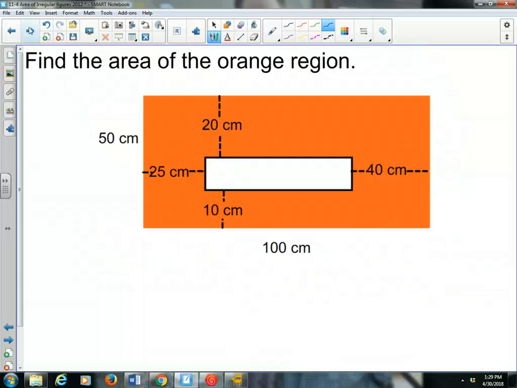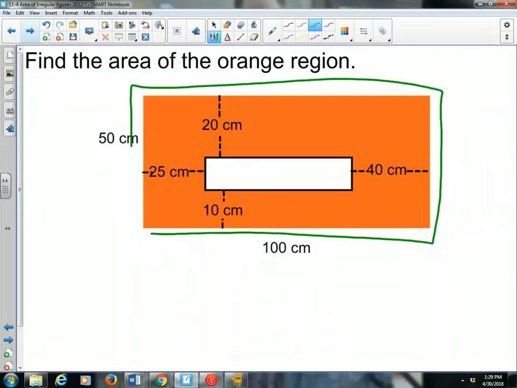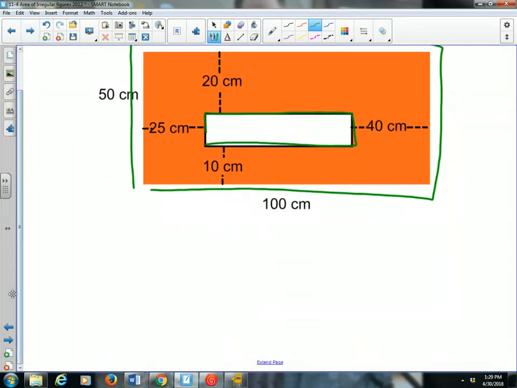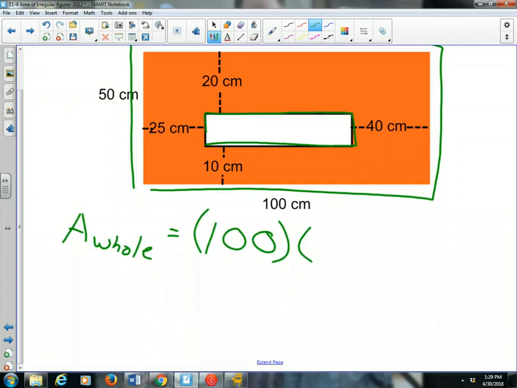Here's the first one. Find the area of the orange region. The area of the orange region is basically the whole rectangle, and we are going to subtract the white rectangle. So let's find the area of the whole thing. The area of the whole rectangle is base 100 times height 50. So when we take 100 times 50, we get 5,000.